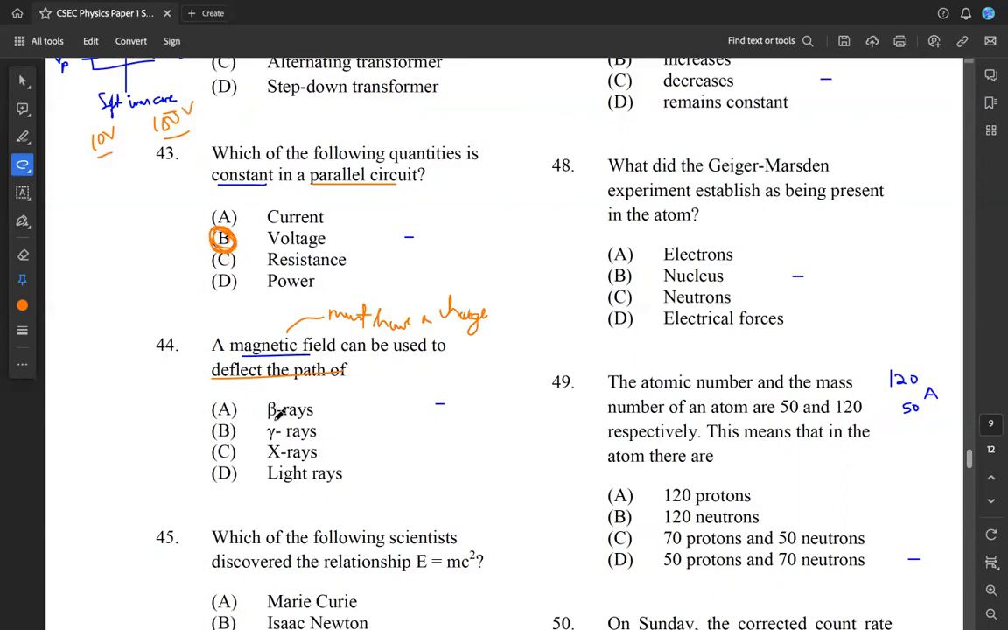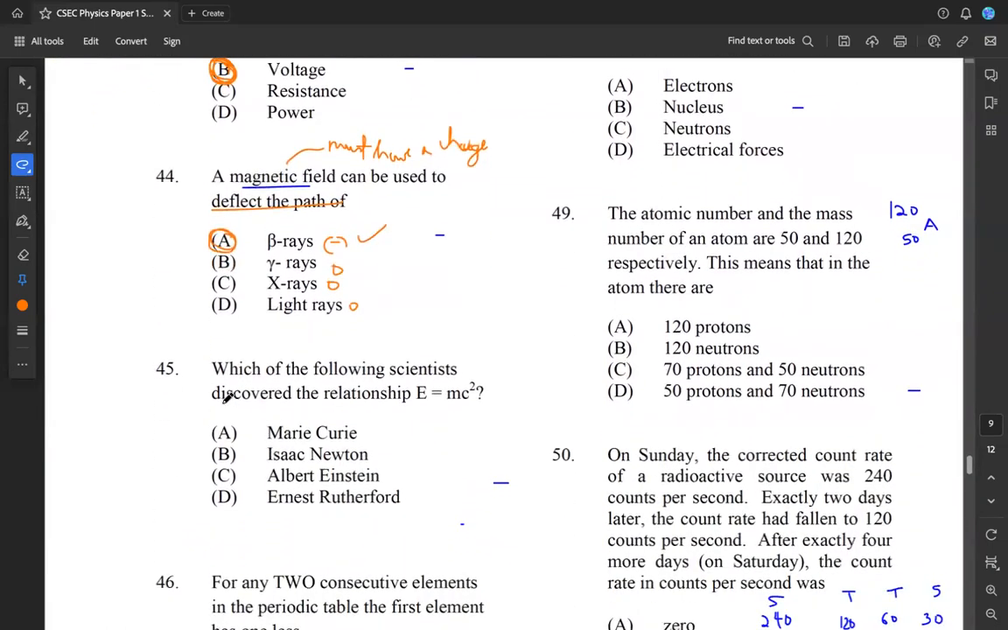And so we look at beta rays. We know that beta rays are negative. They have a negative charge on them. So these might work. These are gamma rays. Gamma rays have 0 charge. X-rays don't have any charge, and light rays don't have any charge. So our only possible answer here is beta rays. Beta rays or beta particles are negatively charged. They are often likened to electrons. And so our answer for 44 then is going to be A. Okay, so 44 is A.